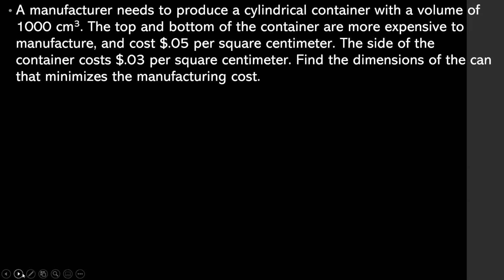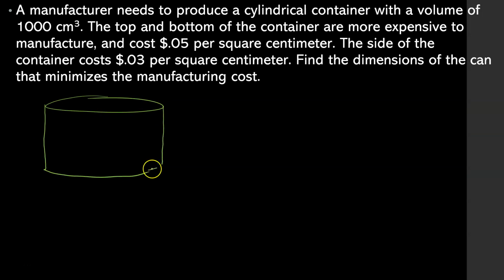All right, this should be interesting. So here's our cylinder. This has a volume of 1,000 centimeters cubed. We're going to minimize the manufacturing cost. So this is going to be a cost problem, which is why I'm given how to do all of this stuff.